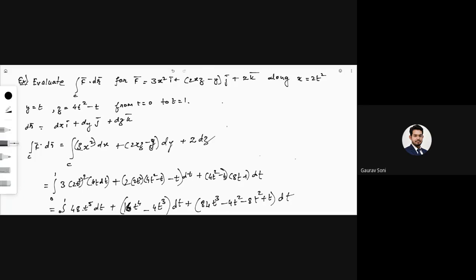So this is equal to integral 0 to 1 of 48 t raised to 5 plus 16 t raised to 4, then minus 4 t cube plus 24 t cube. Sorry, it is 24, not 84. So 24 minus 4.